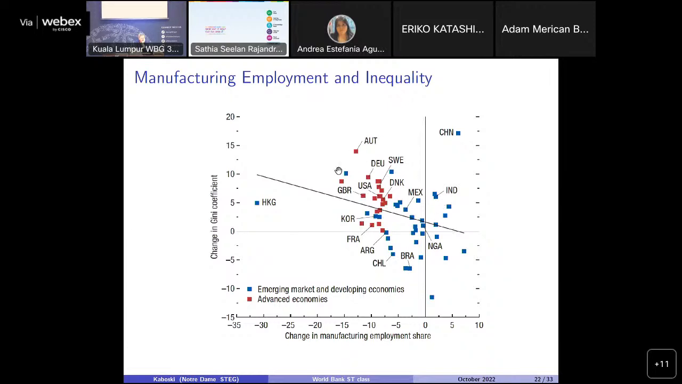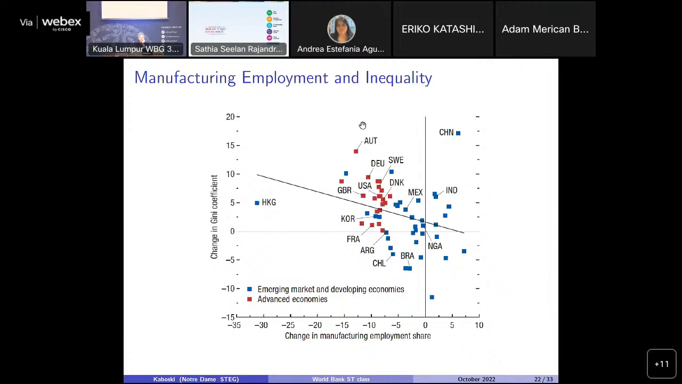But the fact that this line is downward sloping and most of these data points are in these two quadrants tells you that there could be some relationship between the size of the manufacturing share and inequality. On the other hand, a lot of these countries are having the same technology. So this could be a lot of skill-biased technical change. That's just, you know, all these red countries are part of. And then I think if you take the red countries out, the advanced economies, there's not a real strong relationship between the blue. That's my sense.